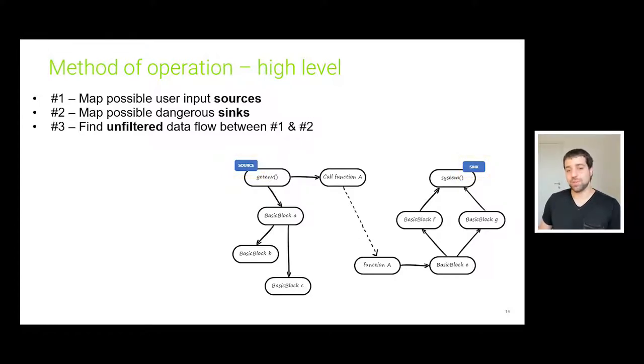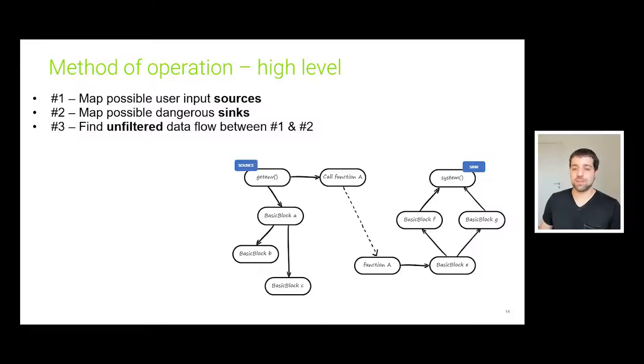So basically the idea with the system is if external user input is flowing and getting in an unfiltered or semi-filtered state to a dangerous function, then there is a vulnerability. Here you can see an example where the source is getenv. The environment is something that we consider untrusted. So if getenv is called, we consider the return value of that function as compromised, as a possible user input.